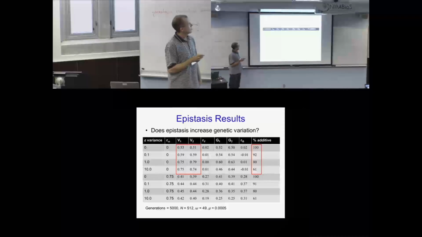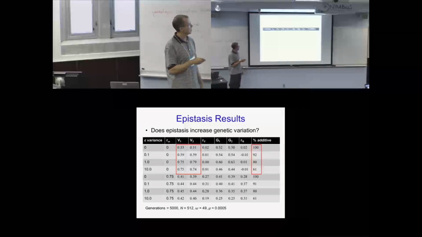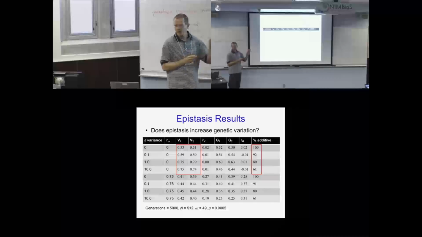So one thing that happens is that epistasis does increase the genetic variance, all else being equal. Adding epistatic effects increases the genetic variance, which is not a surprise at all. So this is the total genetic variance here, and you can see it's increasing as the values of those epistatic parameters get larger. If they're 0, then there's no epistasis, right? Because every one of those terms is multiplied by 0.